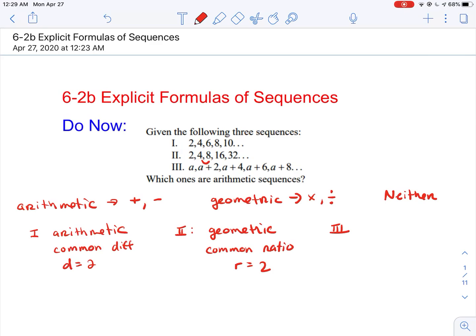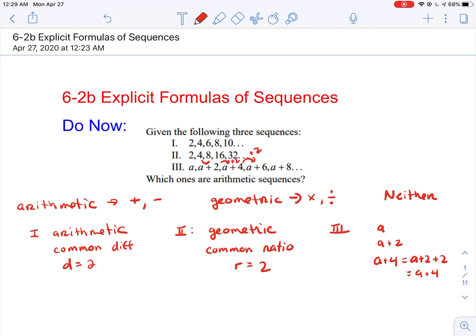Number 3. A, A plus 2, A plus 4, A plus 6, A plus 8. Well, we know to get from A to A plus 2, we are adding 2. Right? So how do we get to A plus 4? Well, we would need another adding of 2. So is A plus 4 the term before it plus 2? And the answer is yes, right? Because 2 plus 2 is 4.